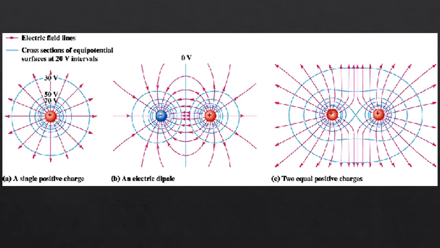One thing to note here is that wherever the equipotential surfaces are crowded together, it represents a strong electric field. Here you can see that the equipotential surfaces are crowded near the charge. That means the electric field intensity is very high near it. And as we move away, the density or the crowdedness of the equipotential surfaces decreases. It indicates that the electric field strength also decreases.